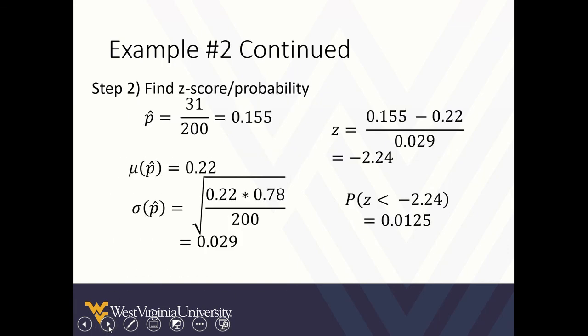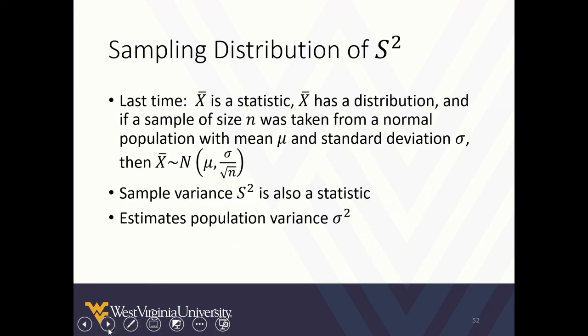And so using our z-score, we found the probability of z being less than negative 2.24, and we got a probability of 0.0125, which would be 1.25%. And as we established in the previous slides, we consider anything less than 5% to be unusual. So yes, I would say that that is unusual. And so that was pretty much all I want to talk about as far as the sampling distribution of p hat goes. It is very similar to the sampling distribution of the sample mean.